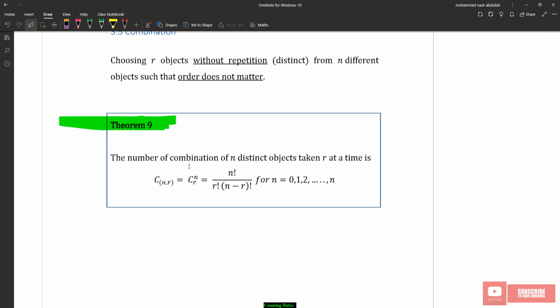When R doesn't need to be in order, when order or rank is not a factor, you use combination. The same concept. If we have R that must be in order, use permutation. If R doesn't matter, not in order, use combination. This is theorem number 9. Theorem number 9 is the same concept as permutation. We want to take R objects from N distinct objects, and order is not an option.